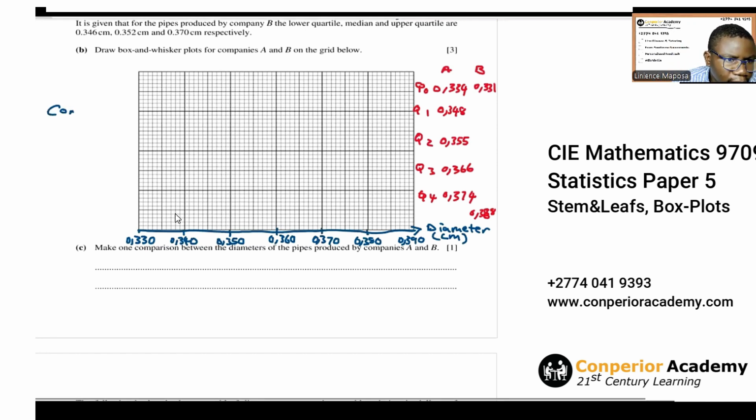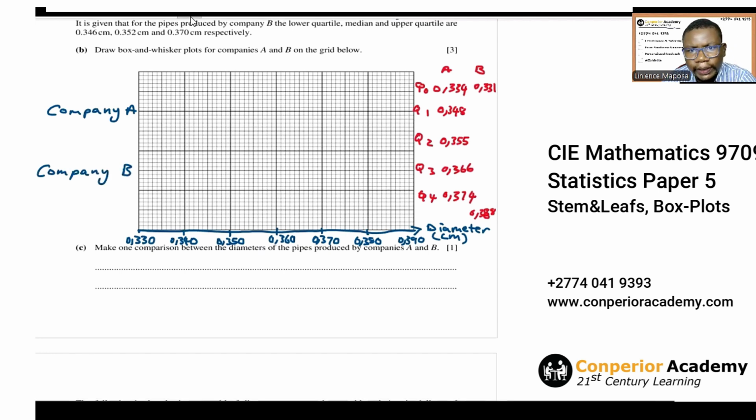Let's say I want to have my company A here, company A along this line, and maybe along this line here, I'll have my company B. So company B data will be plotted here.